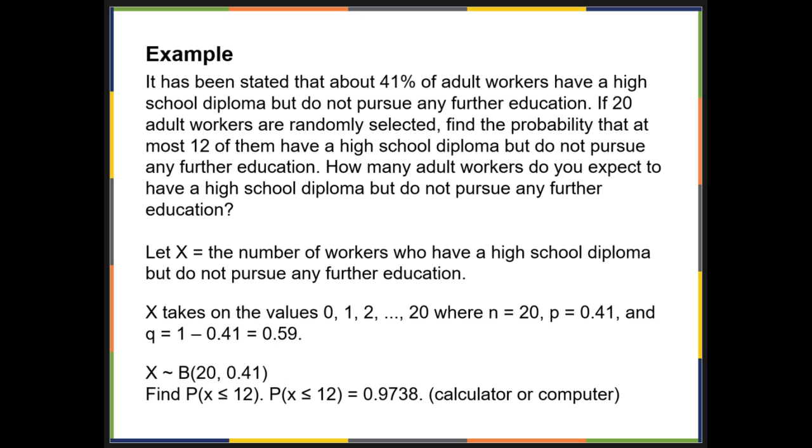So X values are going to be 0 through 20, where n equals 20 and p, the probability of success, is 0.41, and q is going to be 0.59. So we are going to find the probability that X is less than or equal to 12, and we're going to use a calculator or our computer, and we get 0.9738.